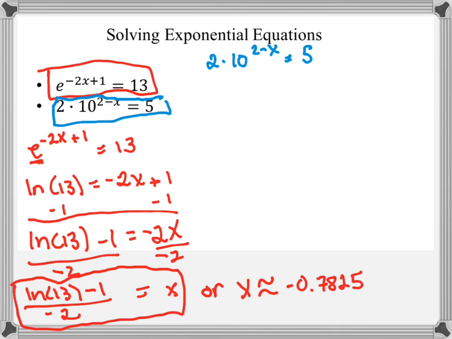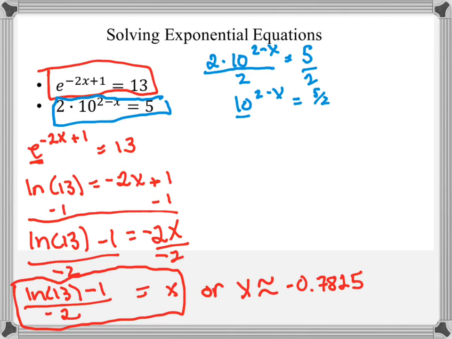The second equation, 2 times 10 to the 2 minus x power equals 5. I do want to rewrite this in log form, but I have to be careful. Here my base is 10, not 2 times 10, and I cannot do 20 because of the order of operations. The base is 10, so I need to divide both sides by 2. This becomes 10 to the 2 minus x equals 5 halves.